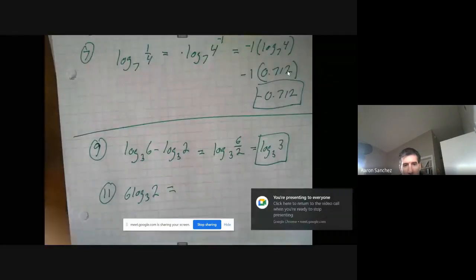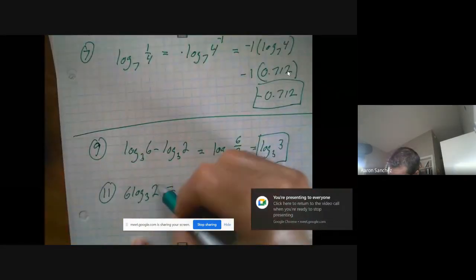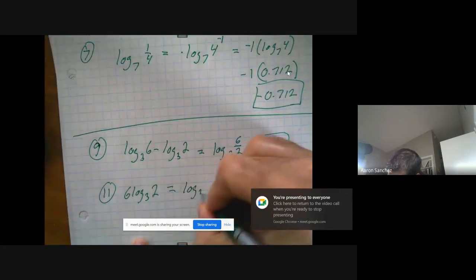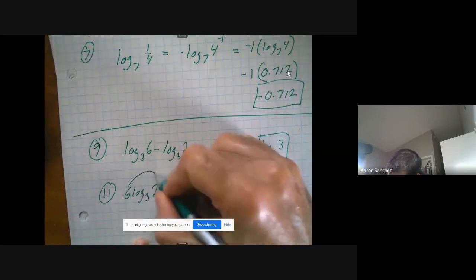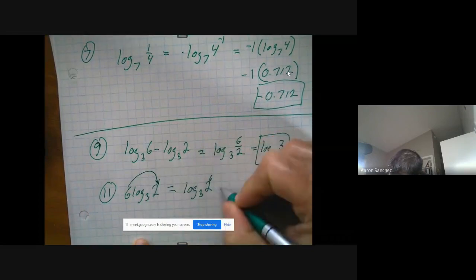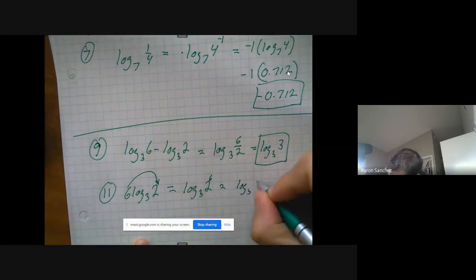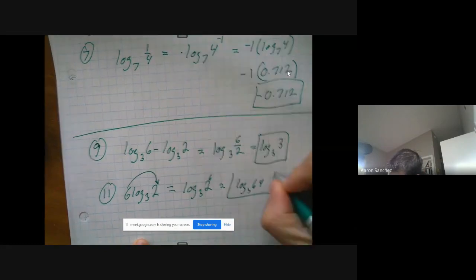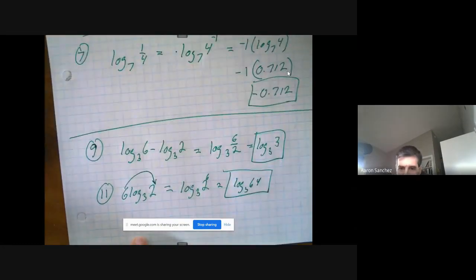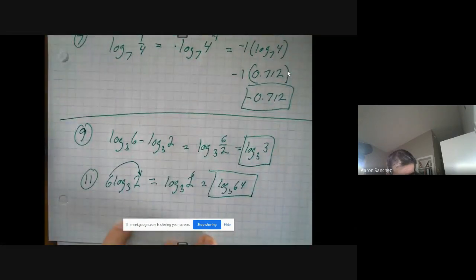So let's do the power rule. So all I do is I bring the 6 in front of log base 3 of 2, instead of it here, I bring it here. And 2 times 2 times 2 times 2 times 2 times 2 is 64. Let's see if it matches up. But that's all you got to do with those rules. So let's see if it's there.